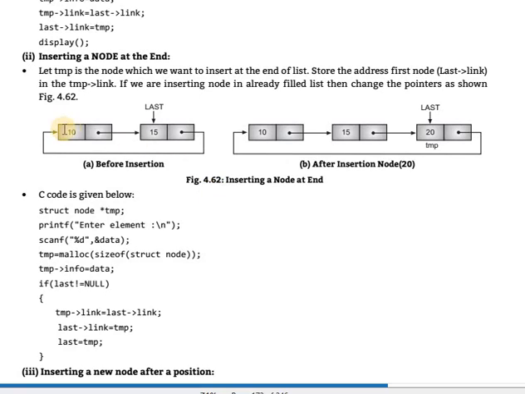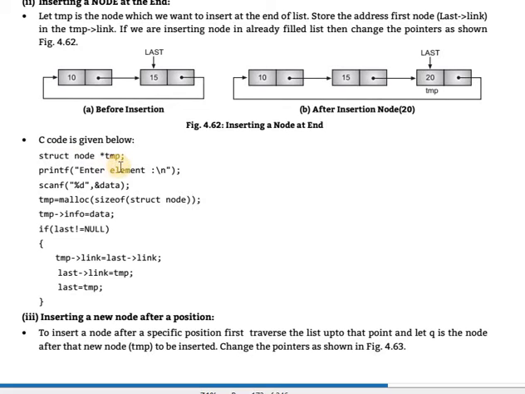Here the list has 10 and 15, and we want to insert 20, considered as temp. The address of the last node is connected to the temporary link field, and we change the pointer: the last node's next, when we insert at the end, is changed this way. The C code is given below.